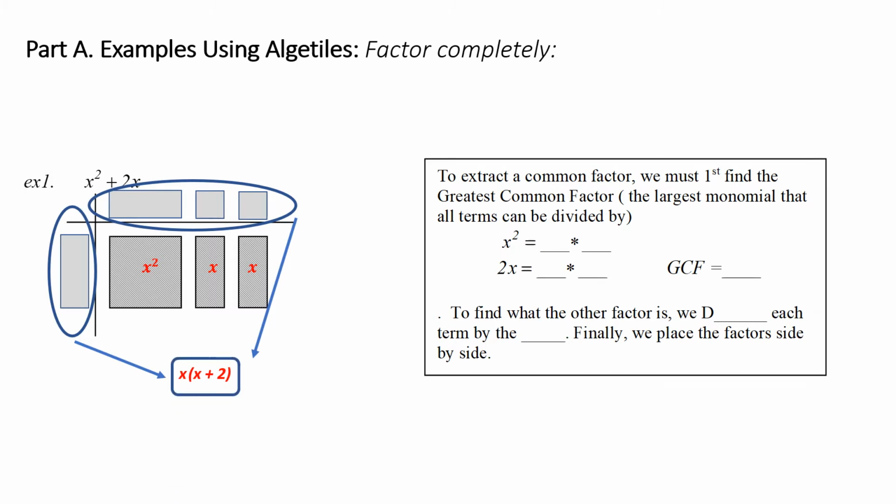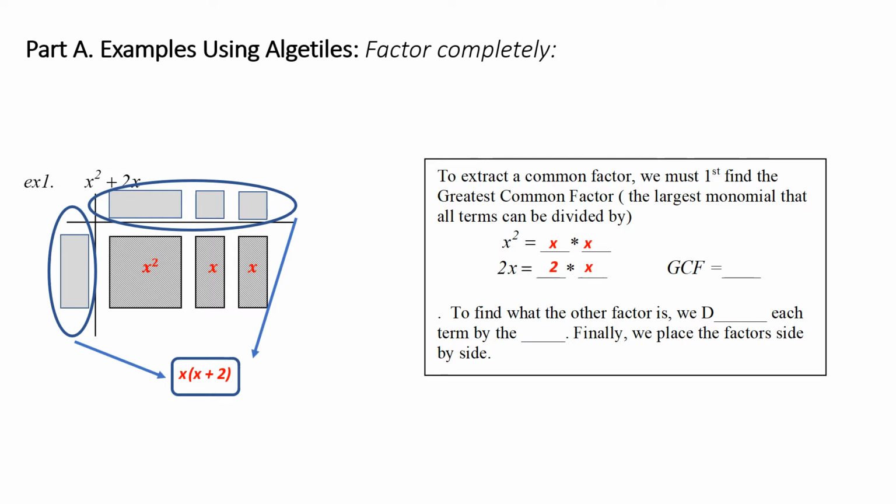Now, how do I do this using algebra? Well, first thing I need to know is find my greatest common factor. How do I do this? Well, the more simple way of doing this is to break it down to its prime factors. X squared, well, what multiplies to give me x squared? That would be x times x. What multiplies to give me 2x? Well, that would be 2 times x.